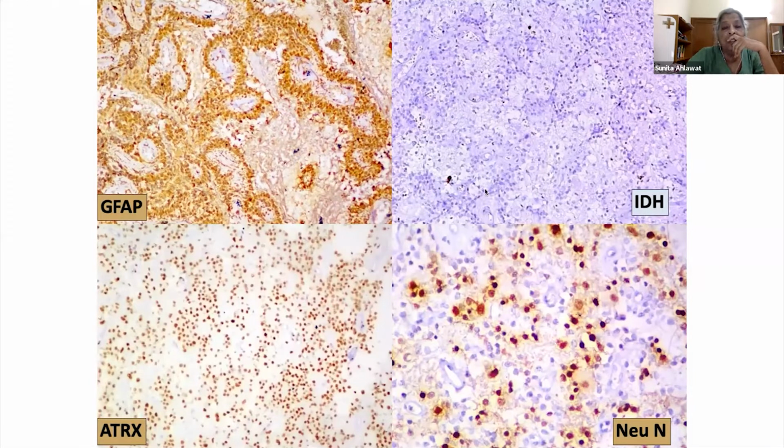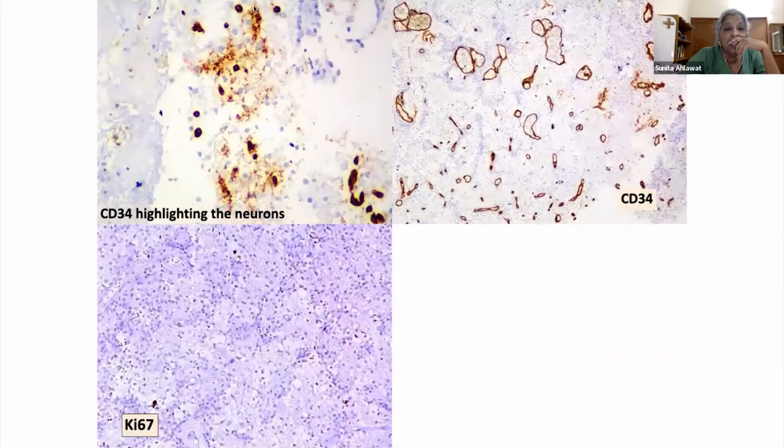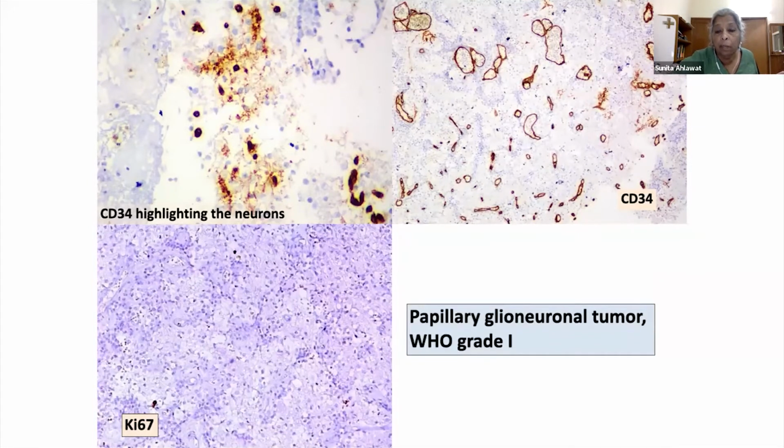So what is this? CD34 also is highlighting some of these cells and also the blood vessels. Ki-67 is really low. So what is this? This is papillary glioneuronal tumor, WHO grade 1.